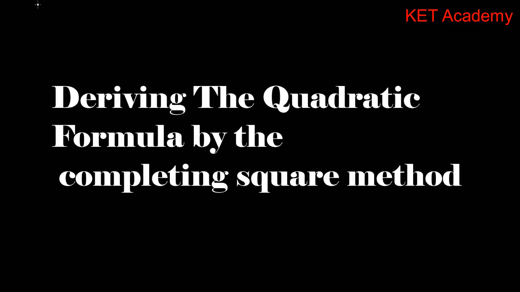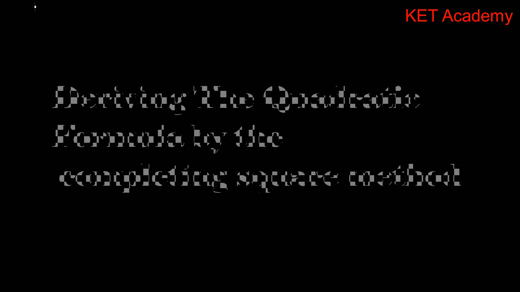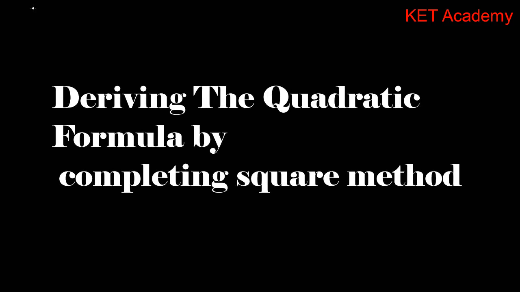In today's video, we'll be deriving the quadratic equation by the completing the square method. First of all, we know that the general form of a quadratic equation is ax squared plus bx plus c equal to 0.